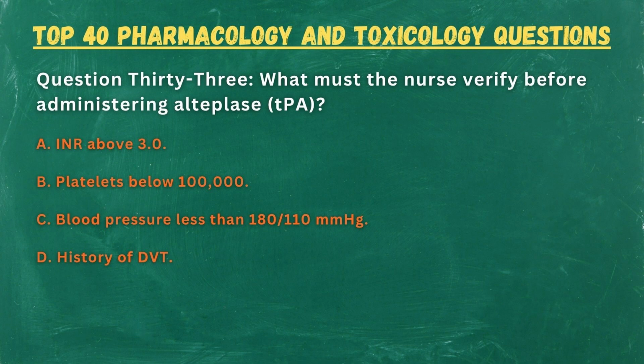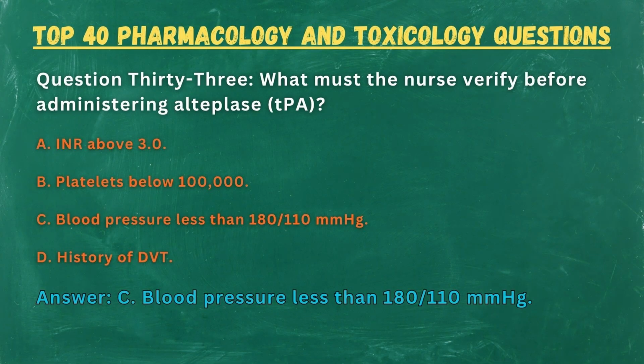Question 33. What must the nurse verify before administering alteplase, tPA? A. INR above 3.0. B. Platelets below 100,000. C. Blood pressure less than 180/110 mmHg. D. History of DVT. Answer: C. Blood pressure less than 180/110 mmHg.